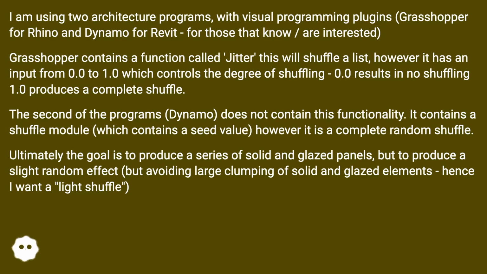The second of the programs, Dynamo, does not contain this functionality. It contains a shuffle module, which contains a seed value, however it is a complete random shuffle. Ultimately the goal is to produce a series of solid and glazed panels, but to produce a slight random effect, but avoiding large clumping of solid and glazed elements, hence I want a light shuffle.